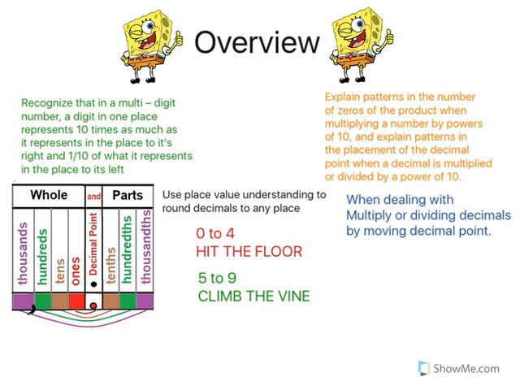Okay, so as we can see, this is just a short summary of what we've learned today. We were able to recognize the places in our place value chart on the left right here, and how they interact with each other and where they're positioned. We were also able to recognize on the right here that there are patterns when dealing with powers of ten. We learned about multiplying or dividing decimals by moving the decimal point or by counting the zeros. And then for our last concept, we were able to use a place value system to round decimal places to any place. So we learned 0 to 4, hit the floor, 5 to 9, climb the vine.